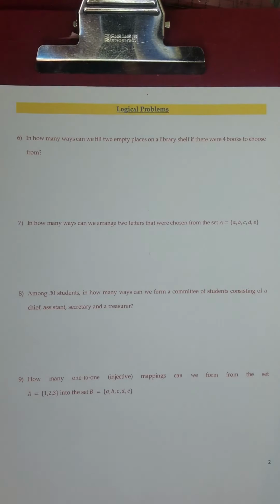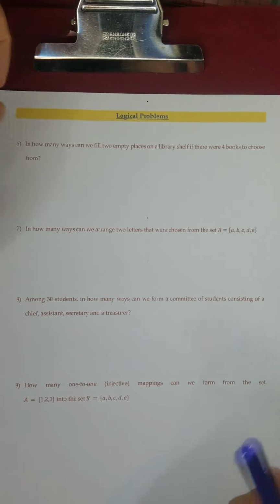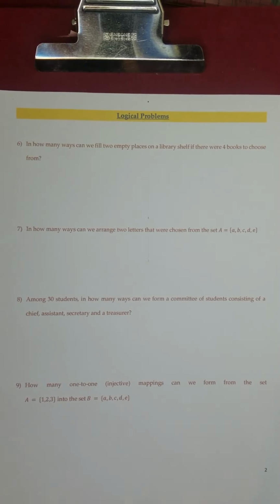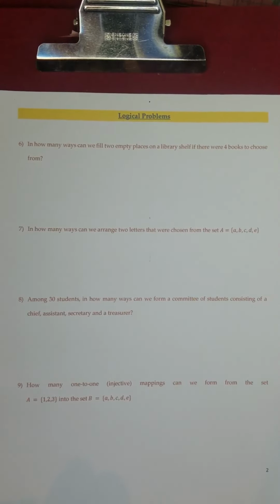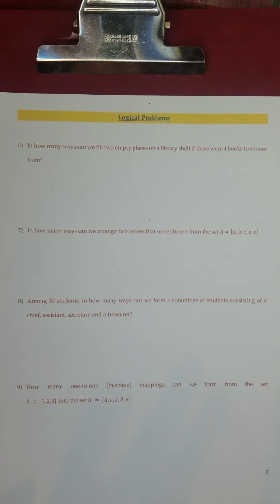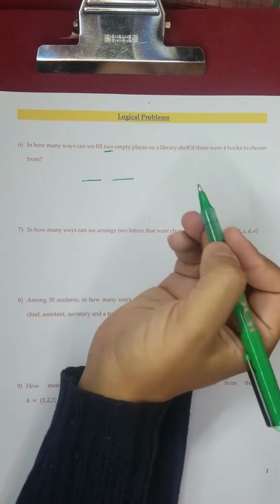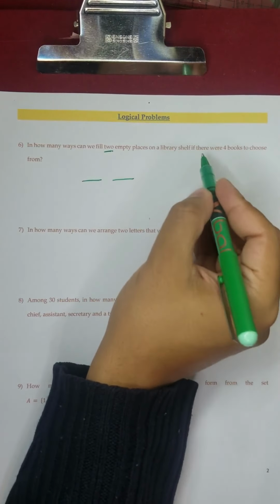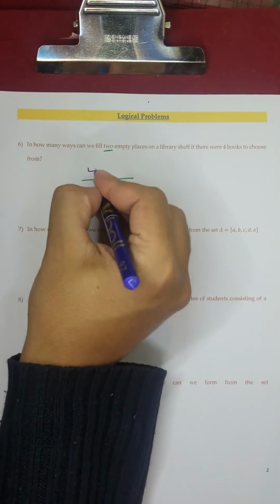So let's look at this question, question number 6. So the question says the following. I hope this is clear. Yeah, so in how many ways can we fill 2 empty places on a library shelf if there were 4 books to choose from? Again, in how many ways can we fill 2 empty places? So how many actions do I have here? I simply have 2 actions. So these are 2 actions. I want to fill 2 empty places on a library shelf, if there were 4 books to choose from, so how many choices do I have here? I have 4 books to choose from, so I have 4 choices.